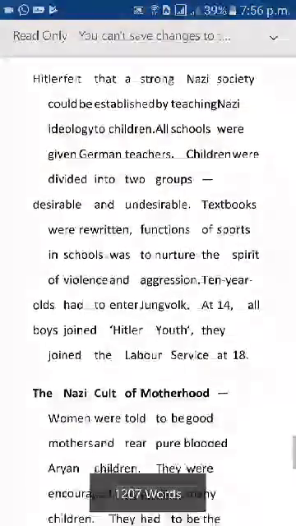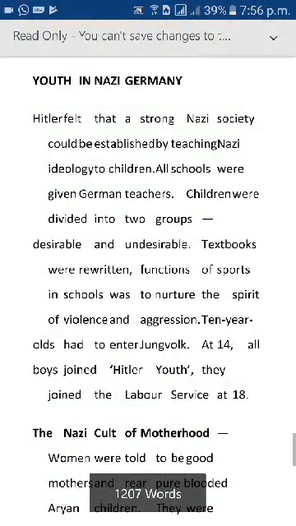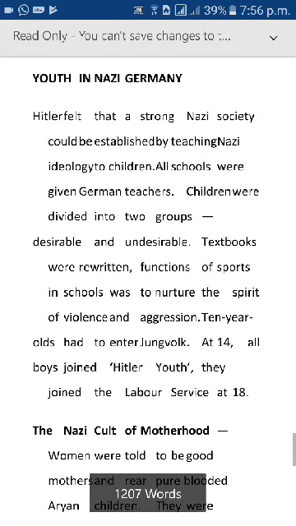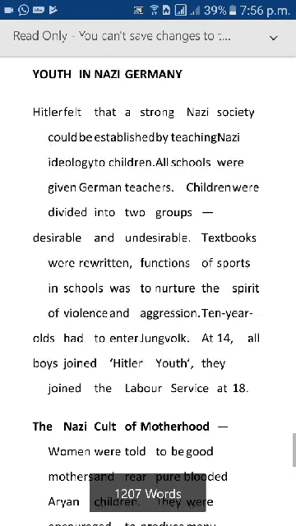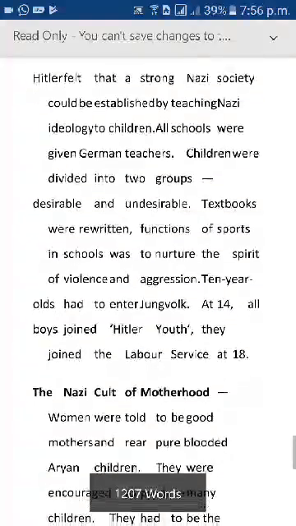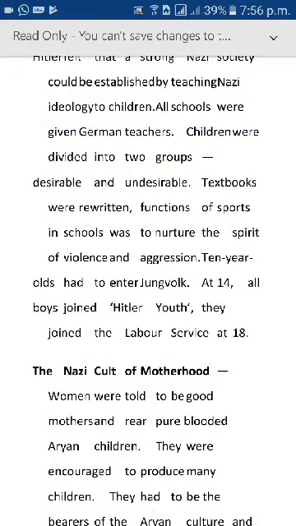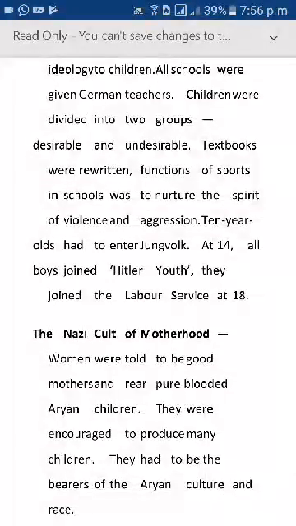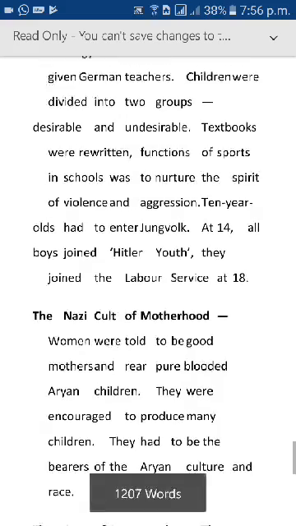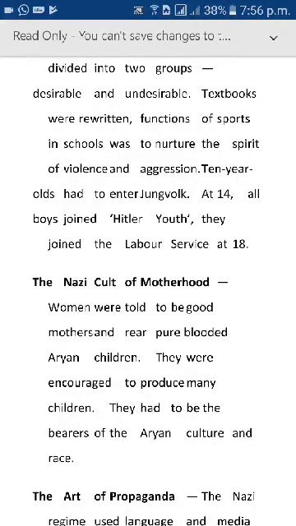Youth in Nazi Germany. Hitler felt that a strong Nazi society could be established by teaching Nazi ideology to children. All schools were given German teachers. Children were divided into two groups, desirable and undesirable. Textbooks were rewritten. The function of sports in school was to nurture the spirit of violence and aggression. Ten-year-olds had to enter Jungvolk. At 14, all boys joined Hitler Youth. They joined the labor service at 18.